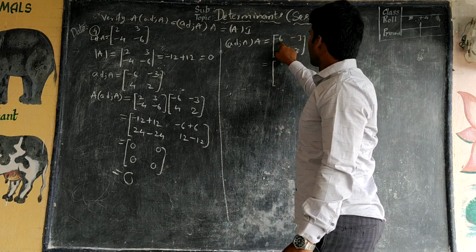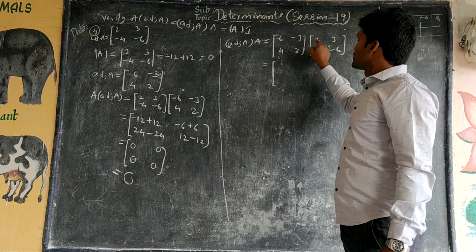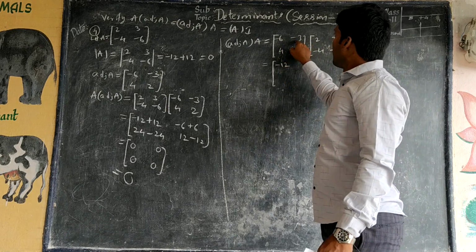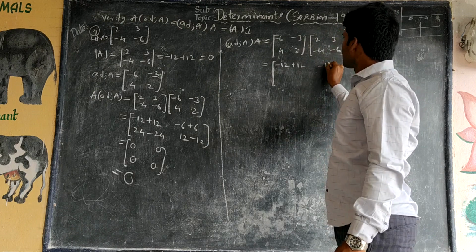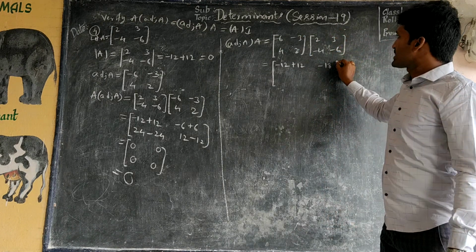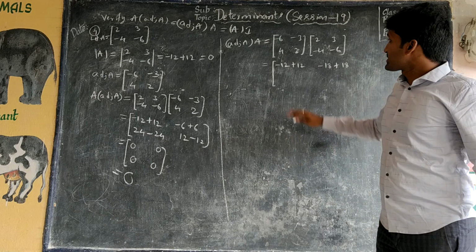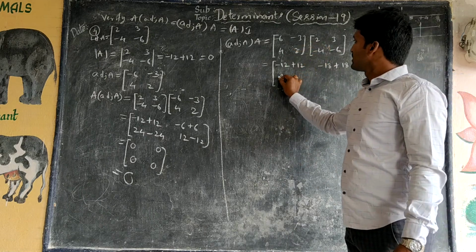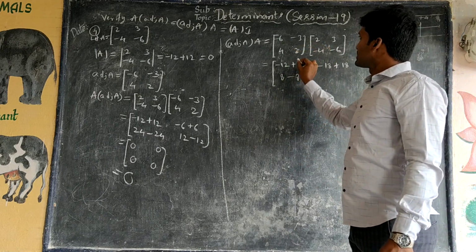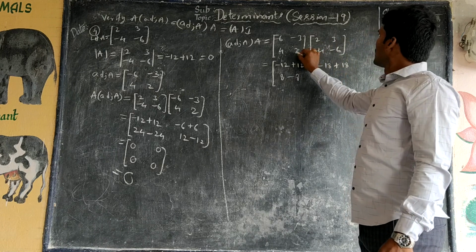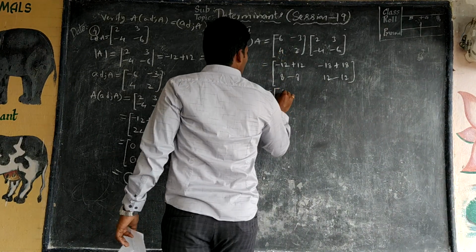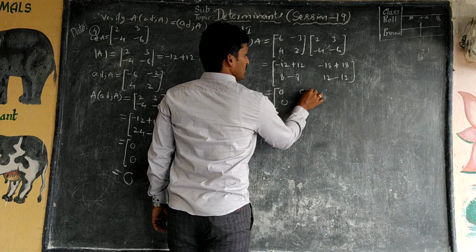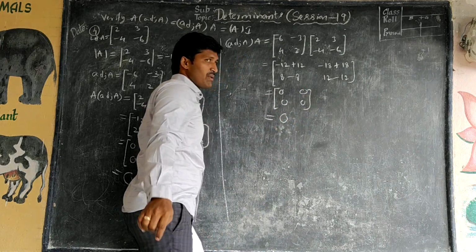Multiply these two matrices. What will you get? First row first column: minus 6 into 2, minus 12, minus 3 into minus 4, plus 12. Minus 6 into 3, minus 18, minus 3 into minus 6, plus 18. Next, second row with first column: 4 2s are 8, 2 into minus 4, minus 8. 4 into 3, 12, 2 into minus 6, minus 12. Again all elements are 0 only. Here the matrix is the null matrix.